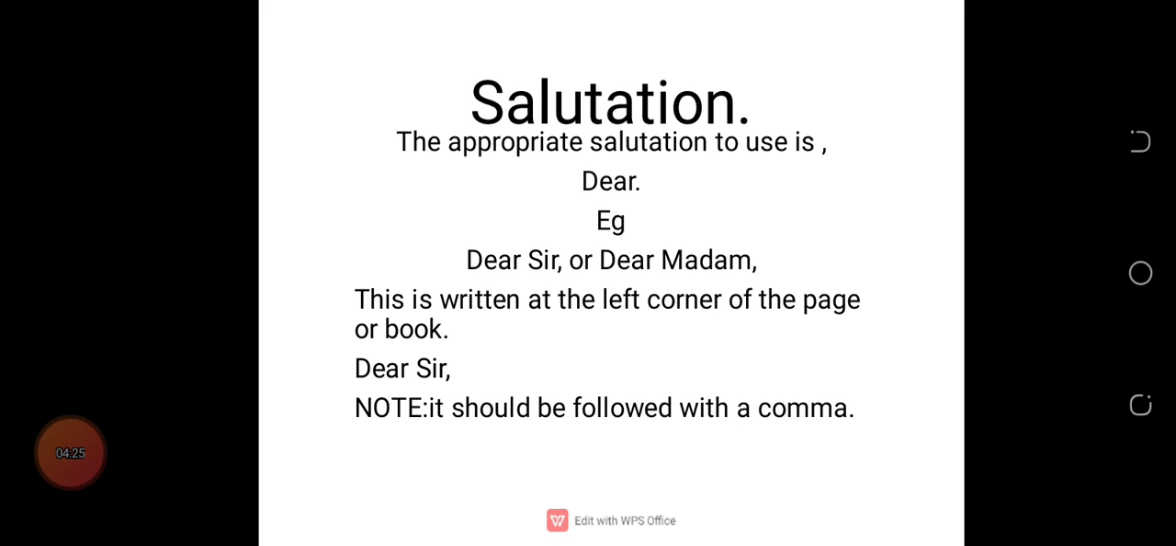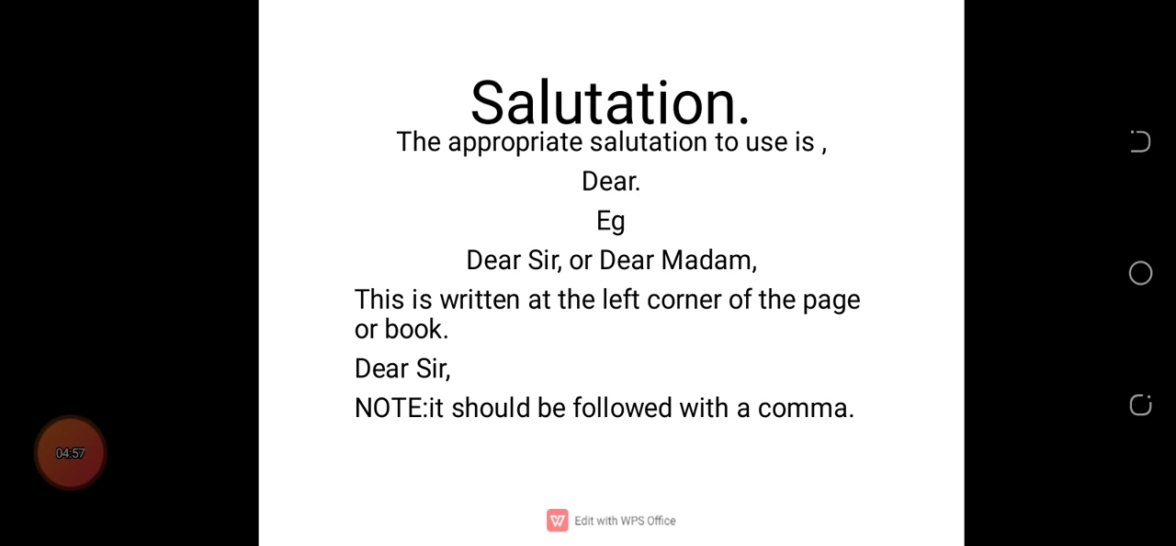Then the next is the salutation. The appropriate salutation to use is "Dear". So we are addressing a letter to a man, perhaps, so we are going to have "Dear Sir". Then you follow that with a comma. This is written at the left hand corner of the page or book. You must note it should be followed with a comma.